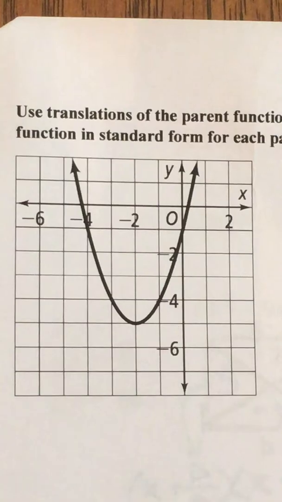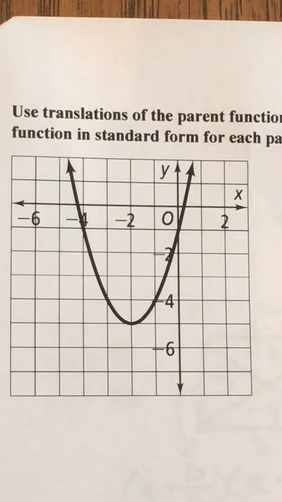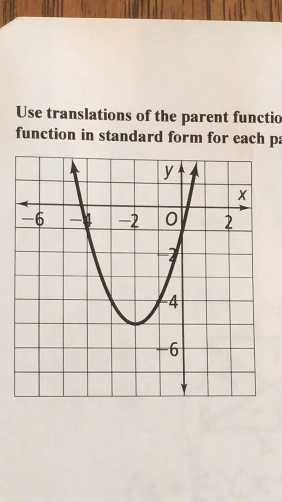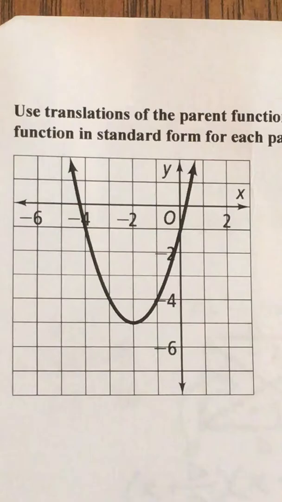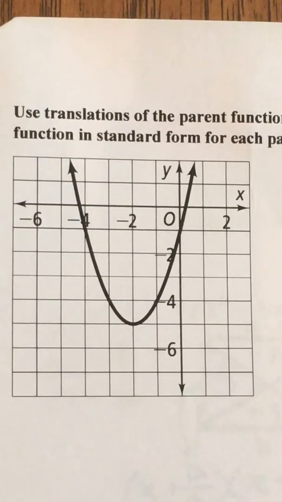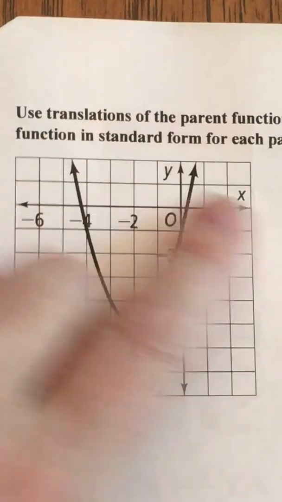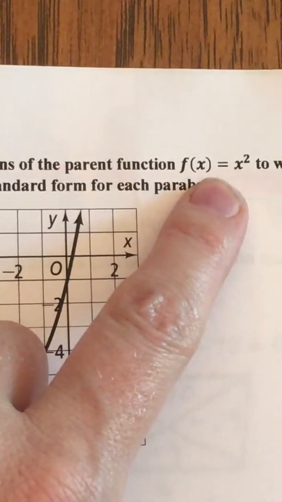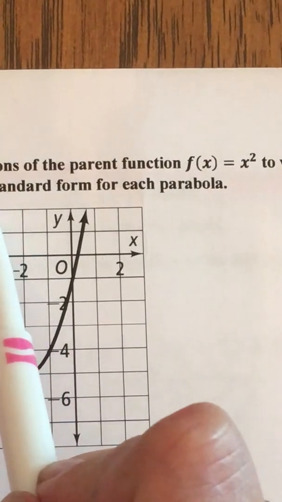All right, this is the last problem in this packet. We're going to start it off together, and then I'm going to let you finish it on your own. And this topic is also from yesterday. This is a throwback. So let's see if we can remember how to do it. We're going to use the translation from the parent function to write the quadratic in standard form. That's what we're aiming for.